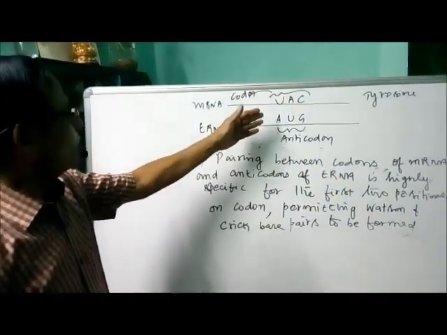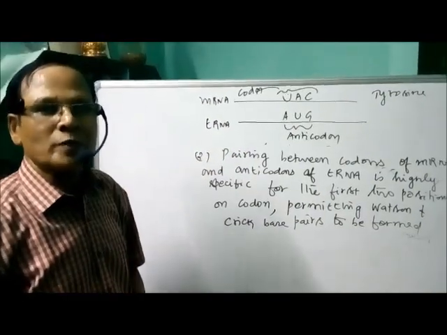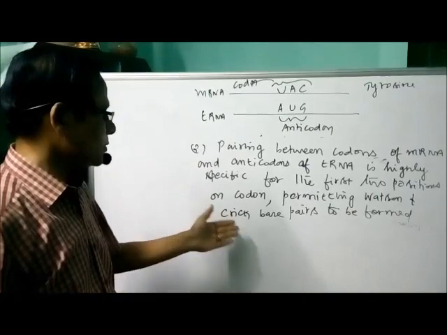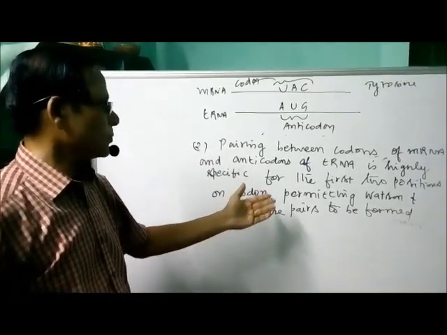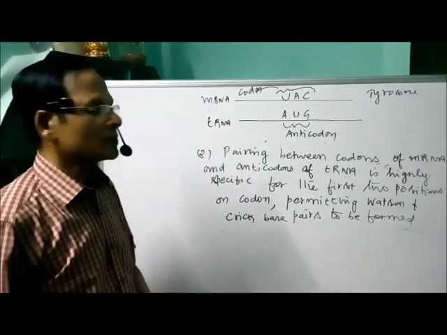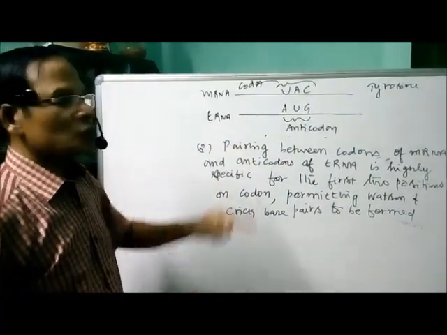The bases between mRNA and tRNA are complementary to each other. They follow the base pairing rule, that's why I mentioned it. So they follow what is called Watson and Crick base pairs being formed. So base pairing occurs.